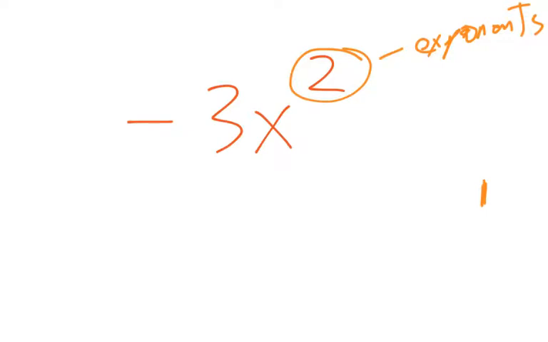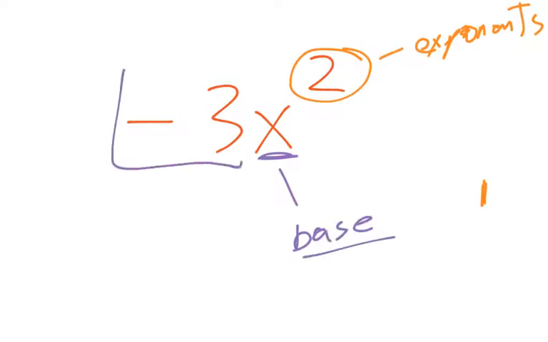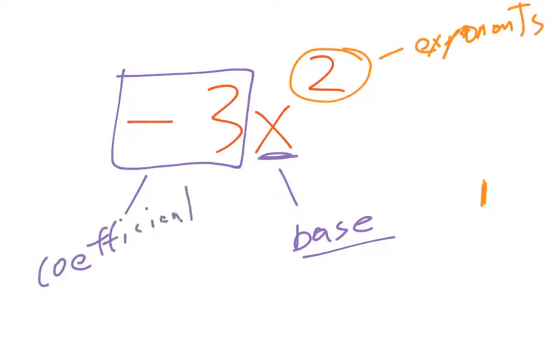Okay, then we have the x. Now, we know that's a variable, but the name we're looking for here is something that has an exponent, and that's called a base, like in baseball. Okay, and then finally, the negative 3. That's a number multiplied to a variable expression in a term. That's called the coefficient. So the number that's multiplied to a variable in a term has a fancy name. It's called the coefficient. Okay? So there's your parts of a term.